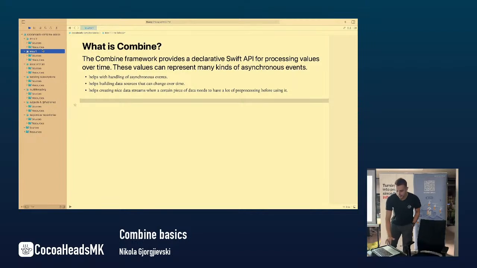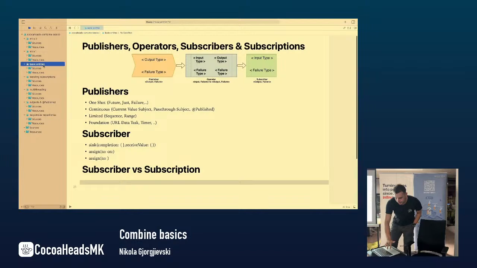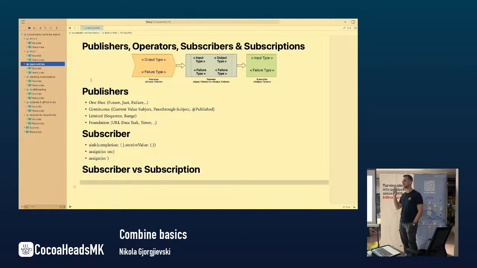Before going into any practical work, it's important to be clear on the basic entities in Combine. So you have the publishers. The publishers are the starting point in any data stream. The publishers are the ones who will actually emit the values you're interested in.